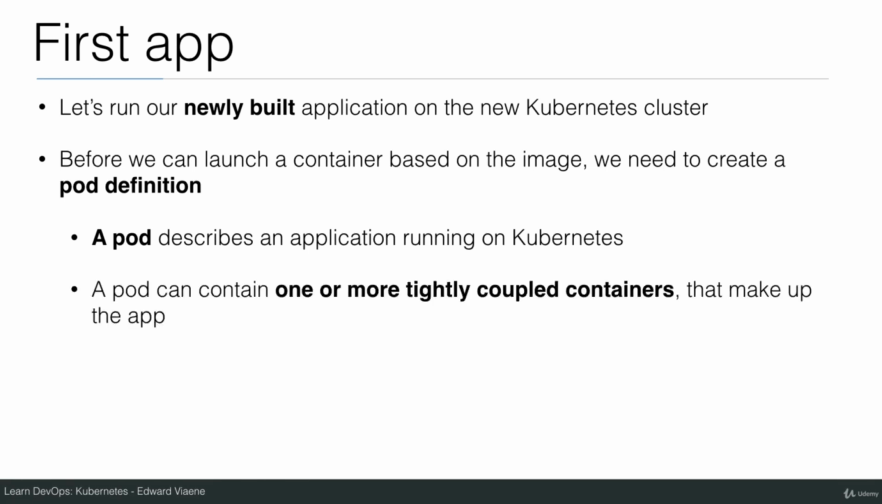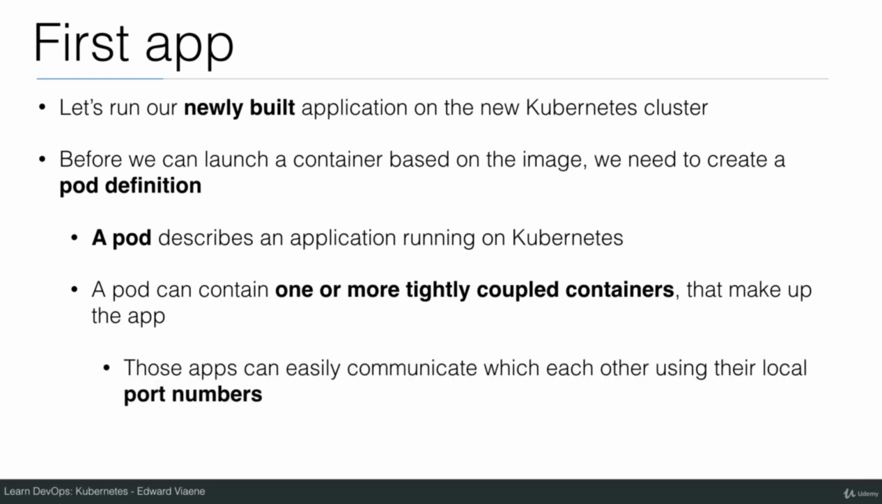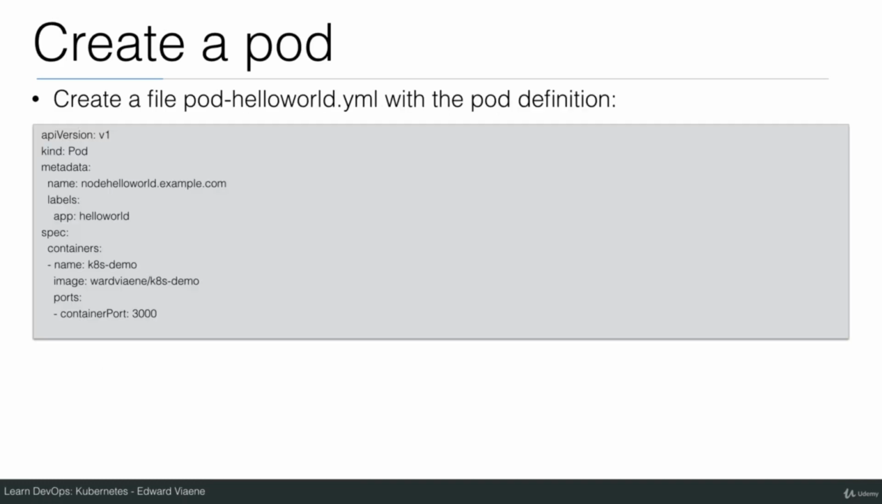A pod can contain one or more tightly coupled containers that make up the app. Those apps can easily communicate with each other using their local port numbers. So if you would have another app, you can just connect to that app on that port. Our app only has one container.